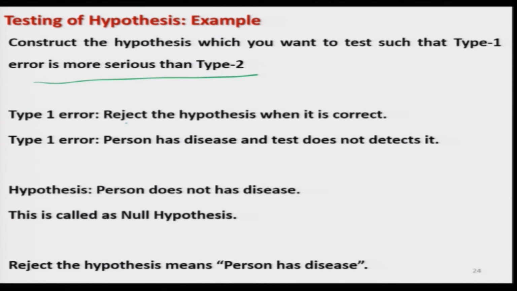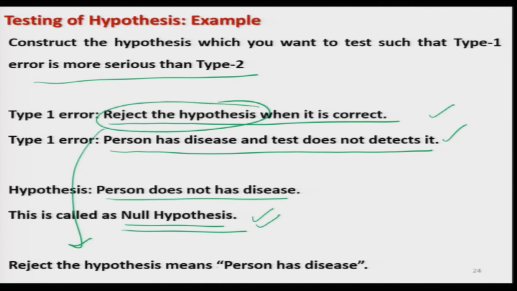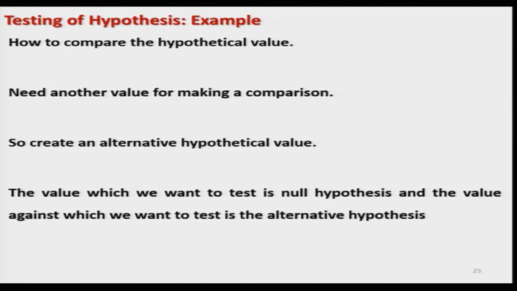So, if you see here, type 1 error is to reject the hypothesis when it is correct, and if you translate it in terms of your experiment, then you are saying the person has disease and the test does not detect it. So, if you compare these 2 descriptions of type 1 error, from the definition and from what is really happening, you can say that the hypothesis is that the person does not have disease, right. And this statement that we want to test is called the null hypothesis, and this statement has been constructed in such a way that type 1 error is more serious than type 2 error. Why? Because when you say reject the hypothesis, that means the person has disease, right. So, this is how we construct the null hypothesis, and we call this hypothesis a null hypothesis.